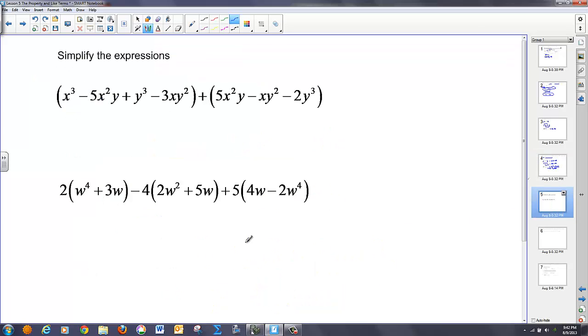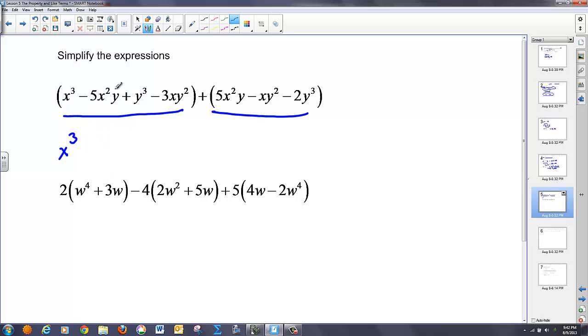Next example. So here I have two expressions that I'm asked to add together. Now, just because they're in parentheses doesn't necessarily mean that within the parentheses I can combine anything. In fact, in each of these, there are no like terms within either parentheses. But if I want to look overall and say, do I have any x cubes in any of these terms, the answer is no. So I write my x cubed down because I know that will be in the sum.